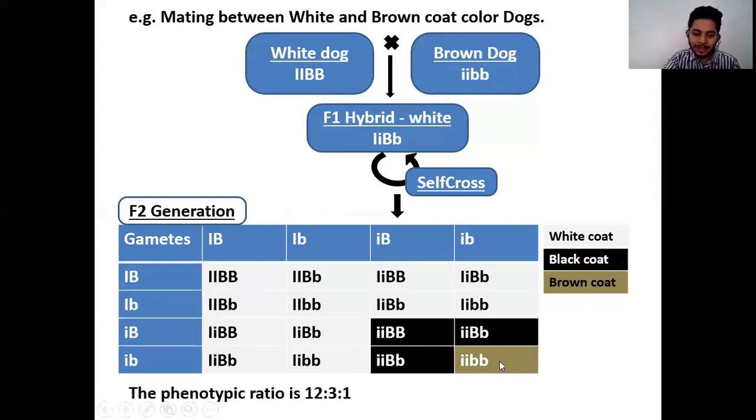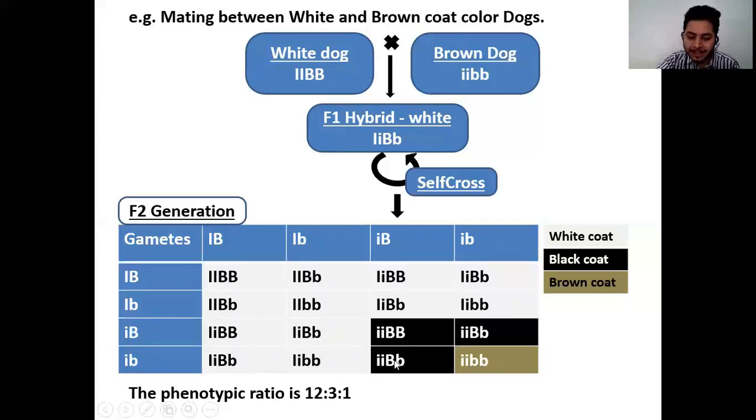So here you see that the ratio that you obtain is 12 white colored, 3 black coat colored, and 1 brown coat colored. So how are these observed? The 12 boxes that you see over here that are white colored, in all these boxes you observe a dominant allele capital I present at the epistatic locus. Therefore, once this dominant allele is present, the coat color is definitely going to be white. It will not allow the expression of my hypostatic locus, whatever condition it may be. So here you get a white coat color in 12 offsprings.